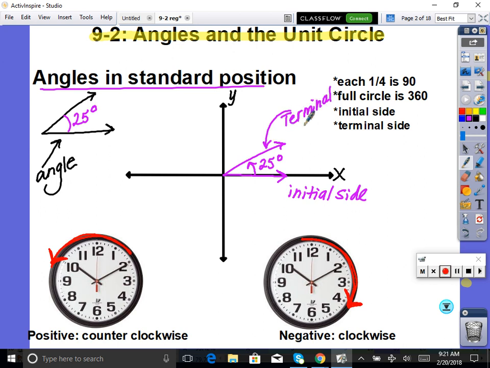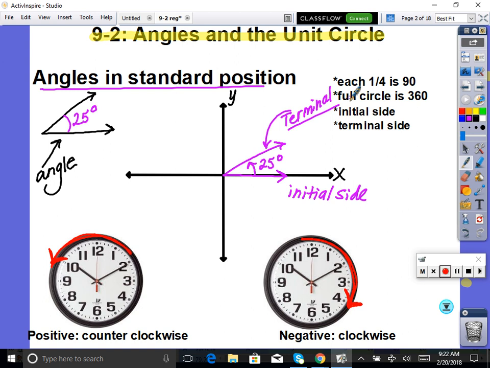The reason we go over that is so that if they say to you, draw an angle in standard position with the terminal side at 25 degrees, doesn't that literally just mean draw an angle at 25 degrees? Terminal side means stopping point. Everybody good? Okay, just so you don't freak out when you see the word terminal side. That just means stop at that place.